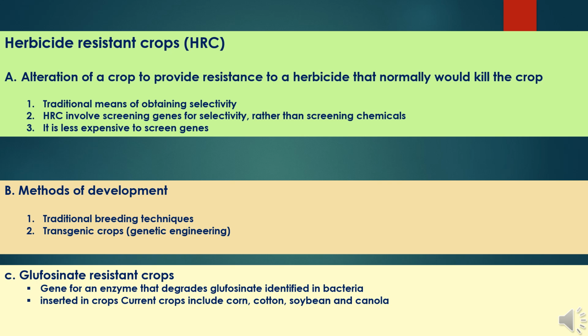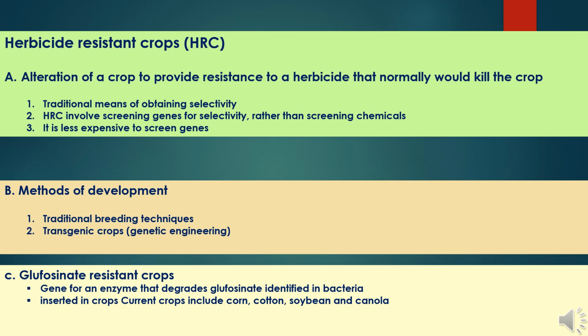Herbicide resistant crops involve screening genes for selectivity rather than screening chemicals. As it has become more difficult to identify selective herbicides, since the easy ones are already discovered, it is less expensive to screen genes. Second, the methods of developing herbicide resistant crops.